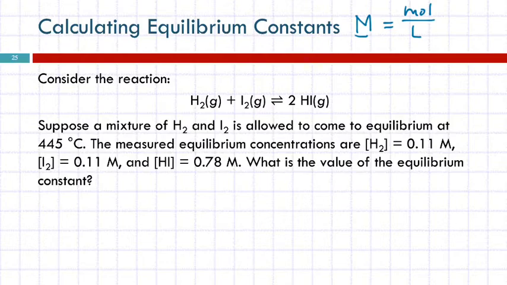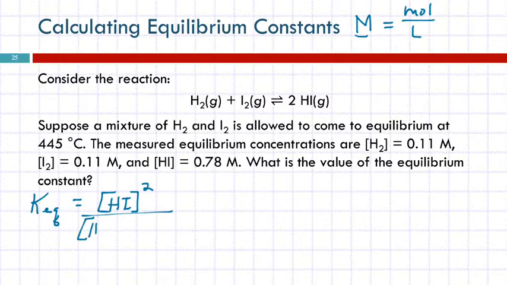So what we need to do is we need to write the equilibrium expression and then put these numbers into it and do a little bit of math. So we write the equilibrium expression, the product, HI squared, over the first reactant and the second reactant. They both have coefficients of 1, so they don't have an exponent.